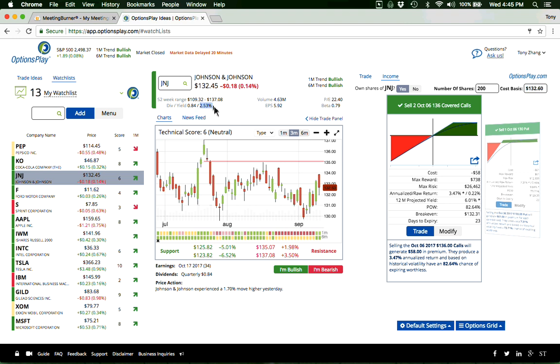This stock currently pays a 2.5% dividend yield. So nice dividend on a stock, but as you can see, my annualized return on this covered call is 3.5%. So this increases my total yield from 2.5 to about 6%. And again, it's telling me that I have about an 82% chance that this call is going to expire worthless.